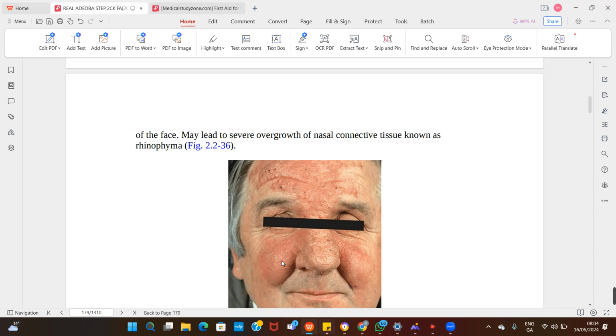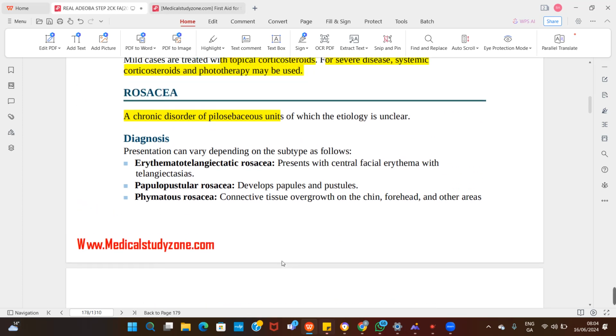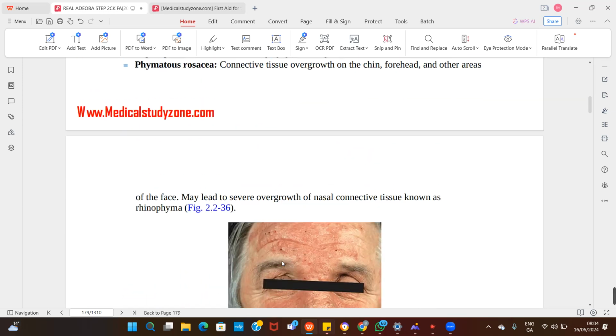Flushing, erythema, telangiectasia: small dilated vessels which have the spider-leg configuration. Think about rosacea. The flushing is very important. The flushing can occur following sun exposure. It can occur after taking spicy food, after taking hot drinks, after maybe emotional stress, right? So we have to categorize into types.